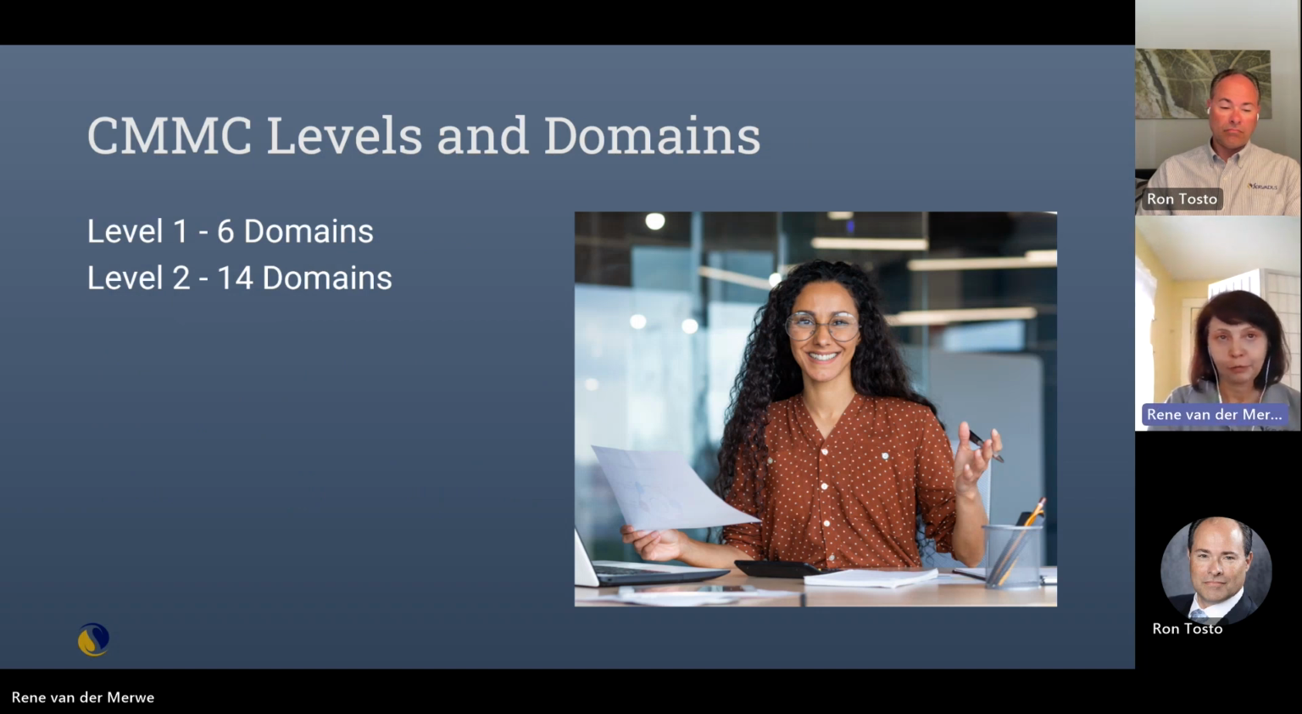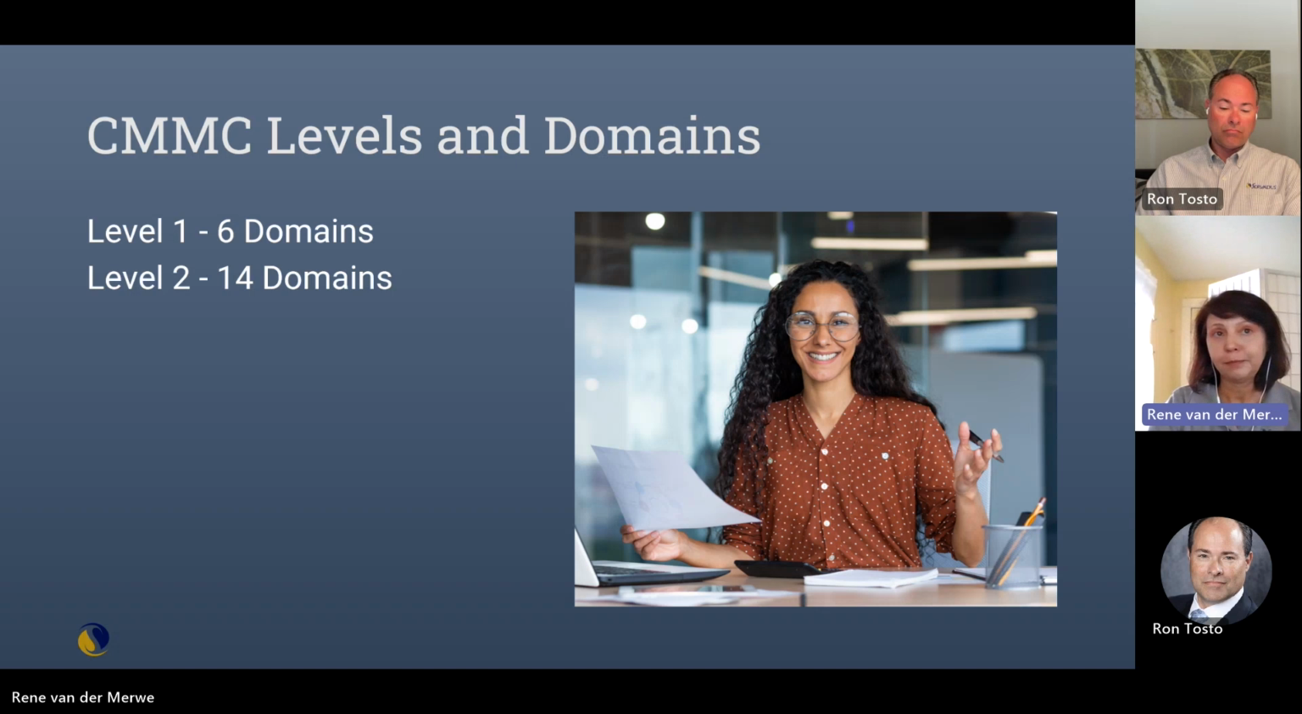CMMC 2.0 has 14 domains. A domain is a distinct set or group of security practices, also called controls, which have similar attributes to each other. Here is just an overview of the 6 Level 1 domains and the added 8 domains for Level 2. Included in this list are the acronyms used for each domain. These you will see back in every practice header as an identifier.